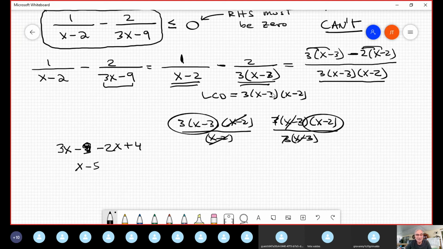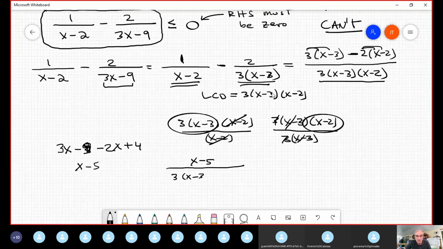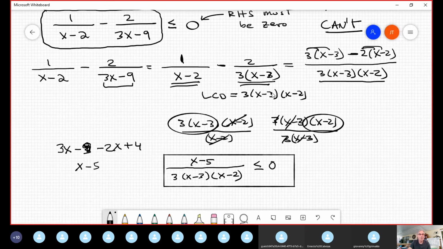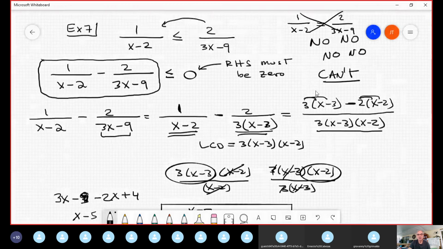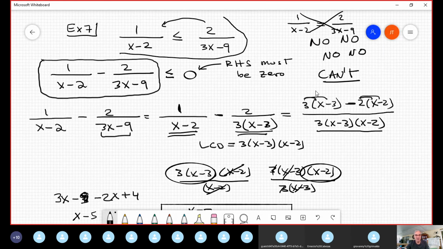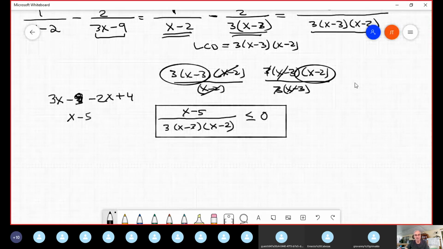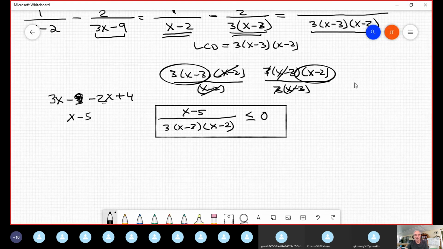So now my inequality is, in the top x minus 5 and in the bottom 3 times x minus 3 times x minus 2, less than or equal to 0. Boom. This is my new inequality I need to solve. Okay, this is equivalent, but this is ugly, not good to see. This is pretty nice. Why is it nice? Because the right-hand side is 0. And you organize the left-hand side in only one compact rational expression.